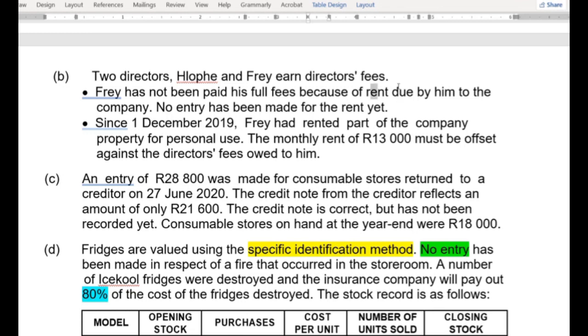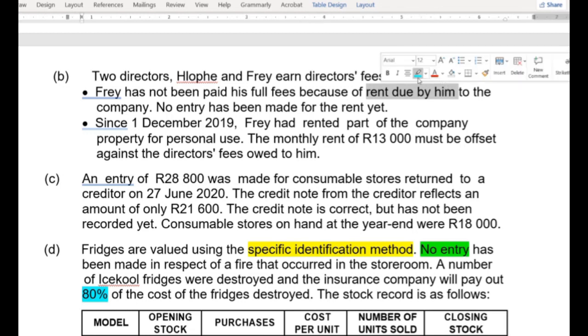Rent due by him? Do you buy someone? Spendy? Yes.